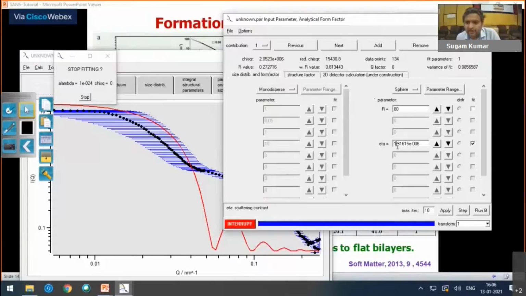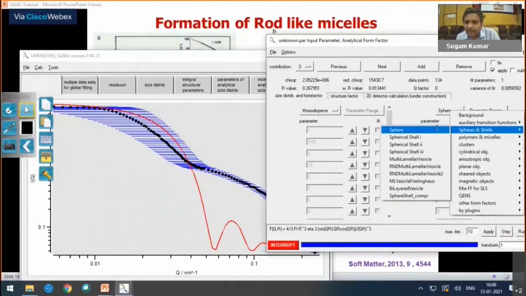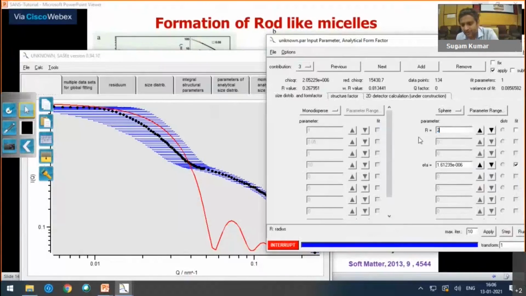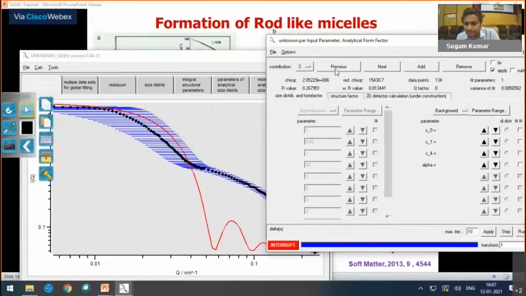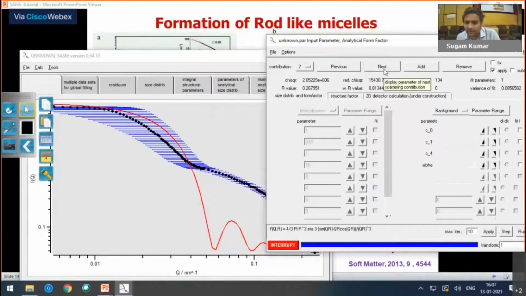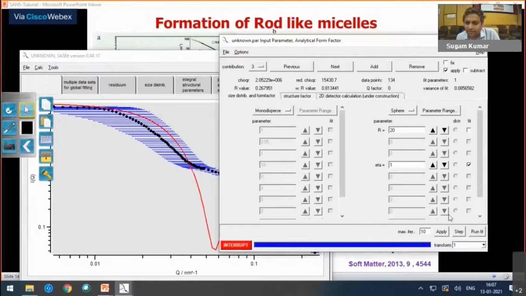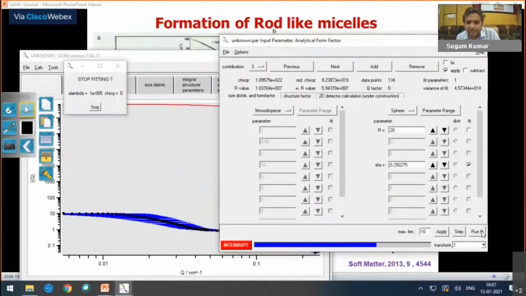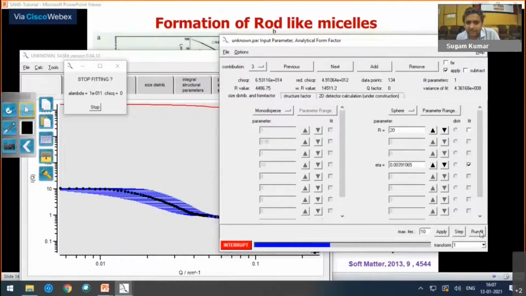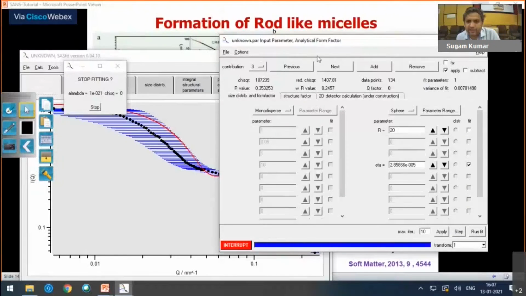This portion is completely left, so I will add another spherical micelle which is much smaller. Let's say 20 angstrom. Keep it here 1. Remove the scattering fitting from all other tabs. Do not fit many parameters together. If you do it, then the software will immediately collapse.